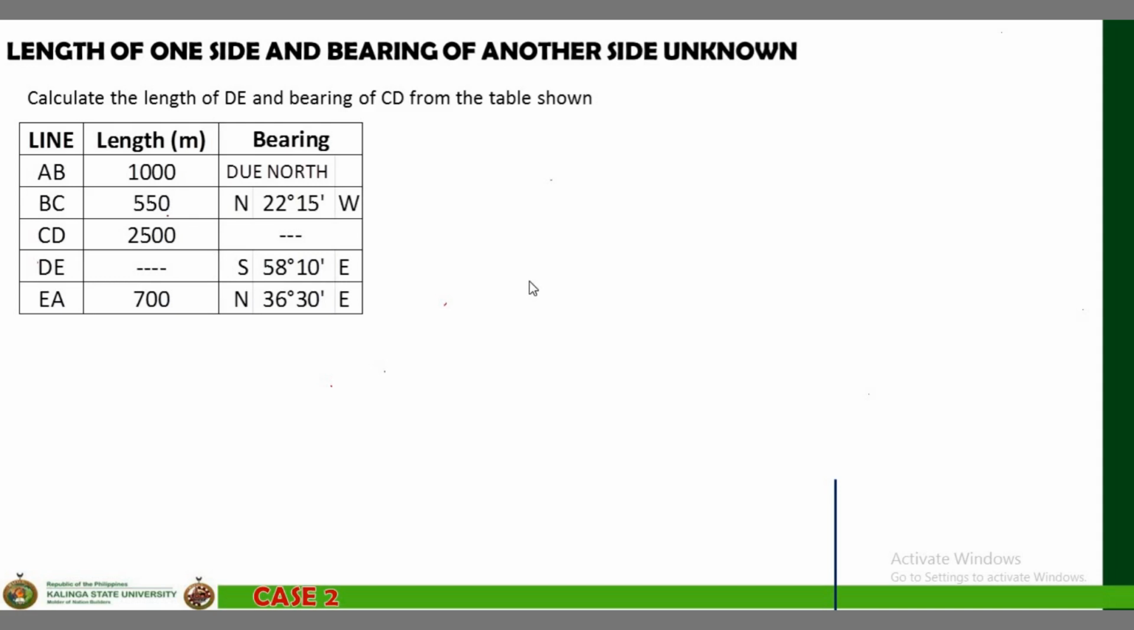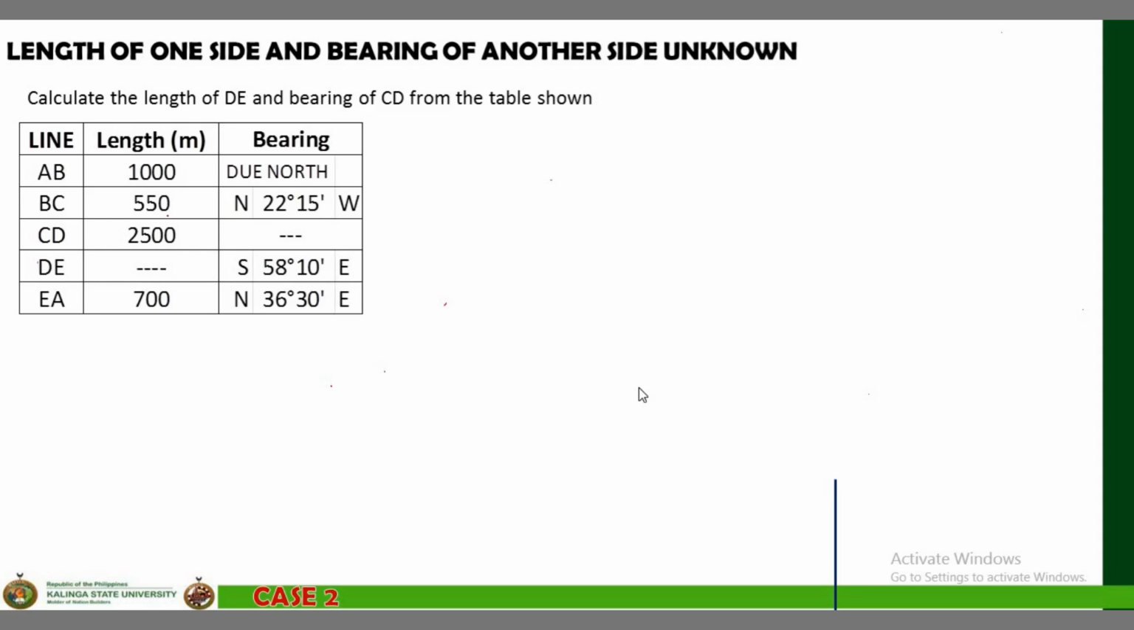Case 2: the length of one side and the bearing of another side is unknown. So for this example, as you can see, walang bearing si CD, walang distance si DE. To better understand this traverse, I'm going to sketch it.